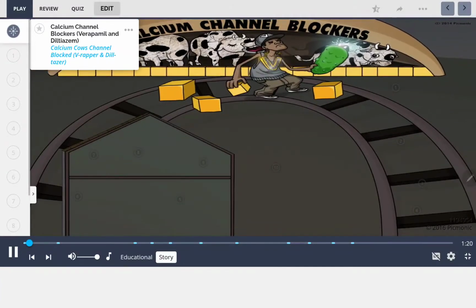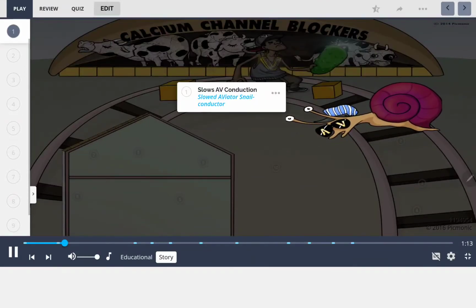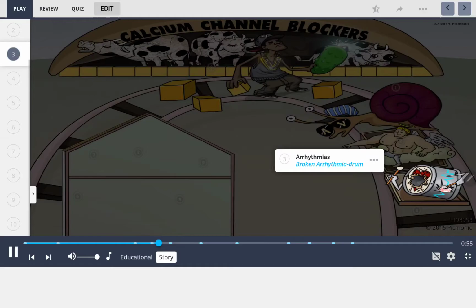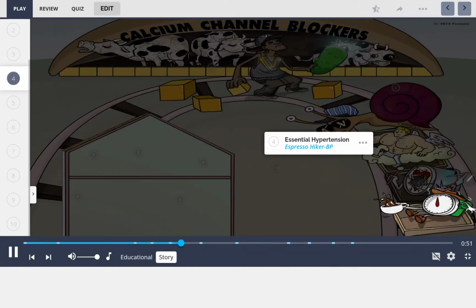The calcium cows are having their channel blocked by the V-Rapper using his dil taser. He prods them in the rear, moving them out of the way so that the slowed aviator snail conductor can make his glorious return home after a cross-country railroad trip. In the back of his train, he's harboring a few stowaways. The angel with pectora, whose glorious pecs were making the arrhythmia drum heart beat wildly. So much so that he nearly knocked the espresso out of Hiker BP's hand.